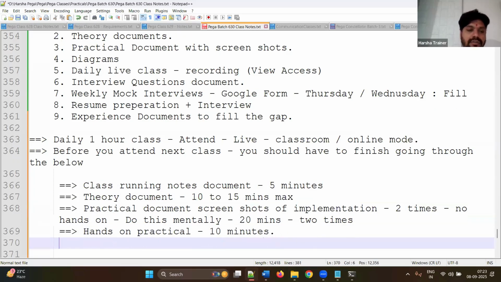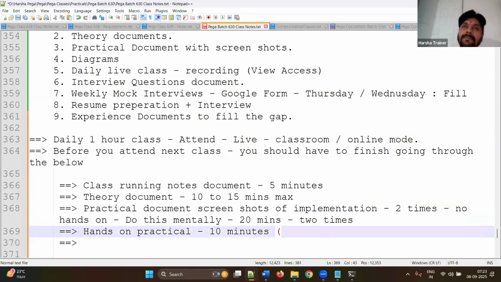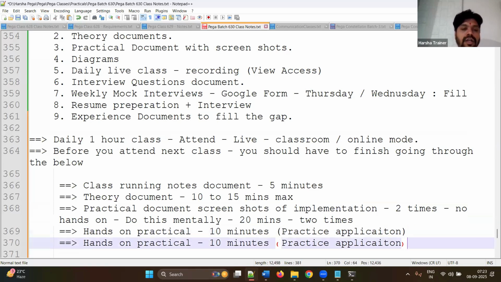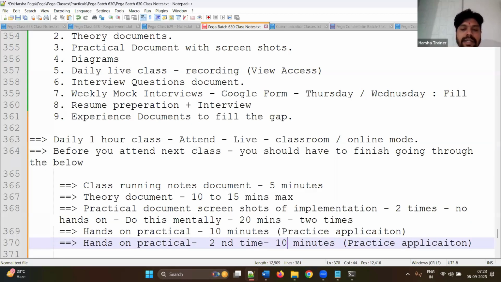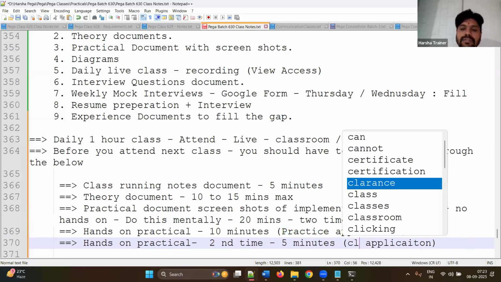And after this is completed, the practical you do in a practice application. Practice application, not the class application. And repeat this practice, hands-on practical, a second time. The second time, it will not take 10 minutes. It will take only 5 minutes of time. That is in your class application, classroom.